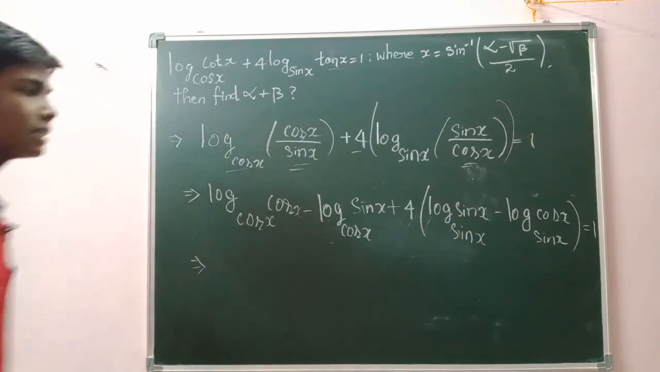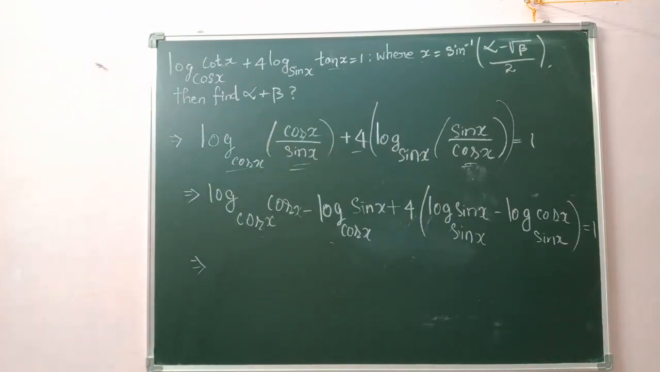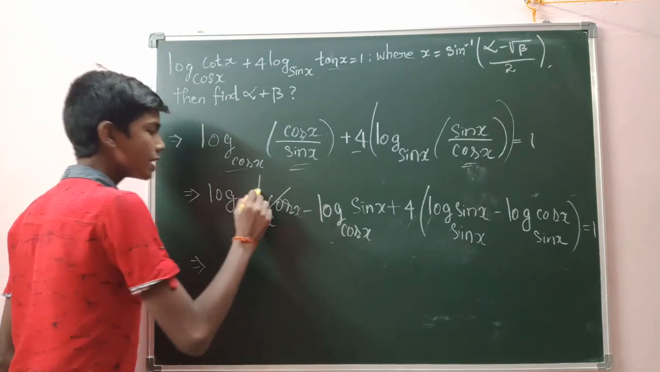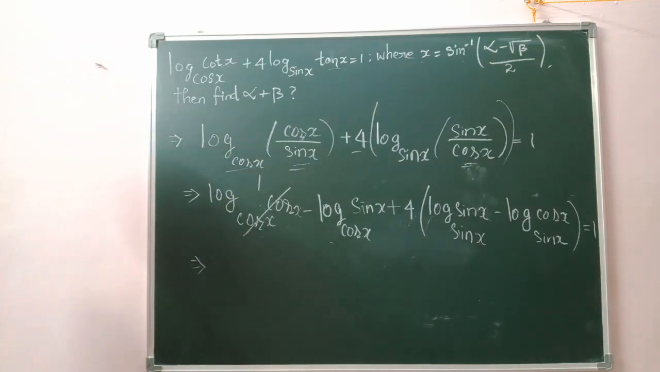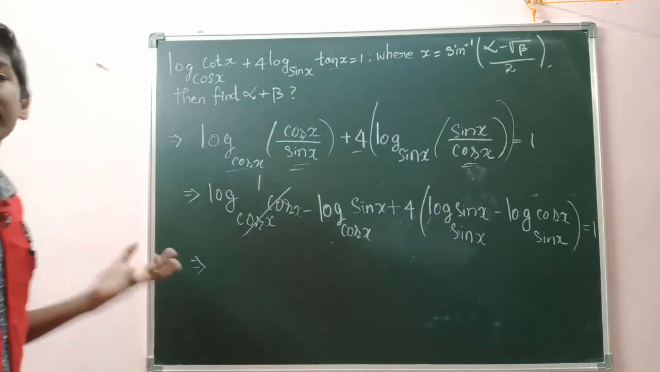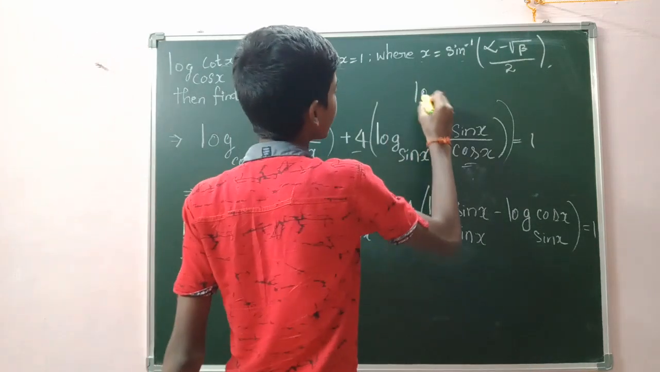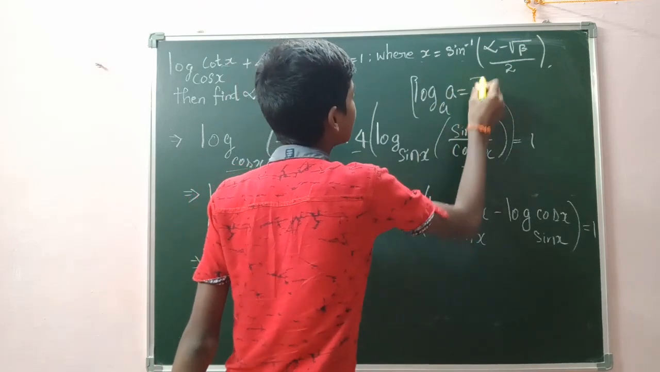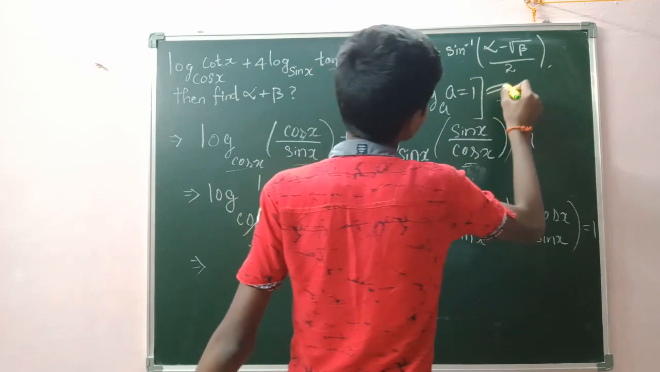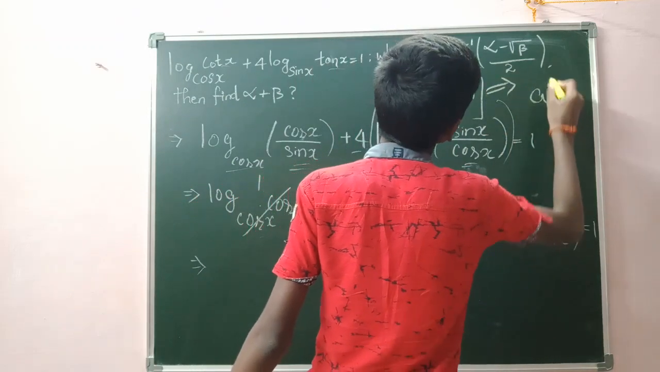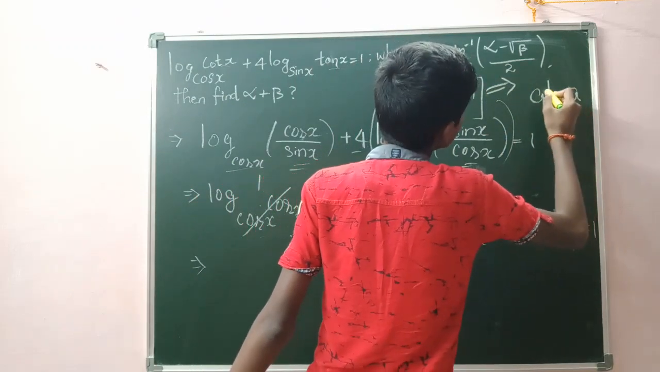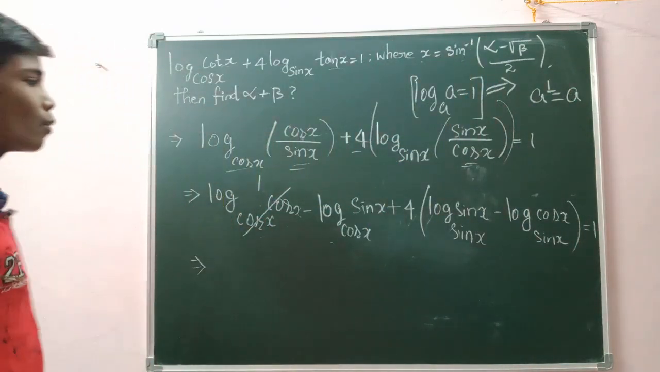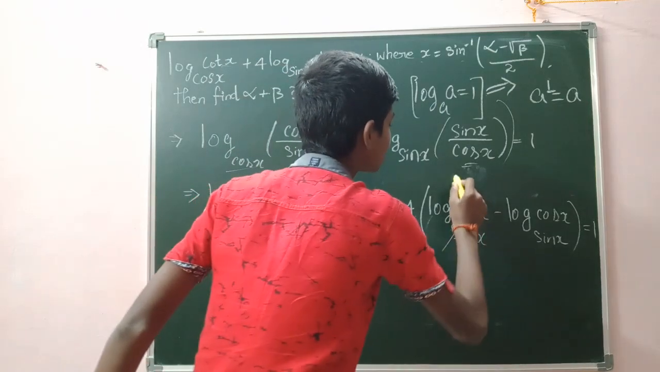So therefore, I will get log of cos x to the base cos x, which will be 1. Correct? So log of something to the same base will be nothing but 1. So log of a to the base a will be 1, because when I convert this logarithmic function to an exponential function, I will get a power 1 is equal to a. So this 1 is the value of the log. I hope that makes it clear. So this will be 1, same like the log of sin x to the base sin x will be 1.